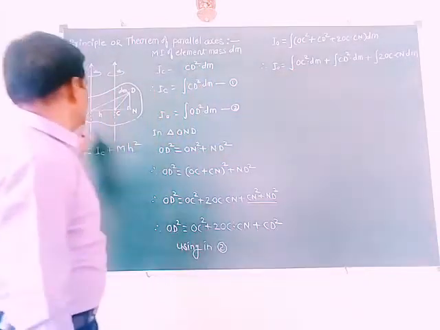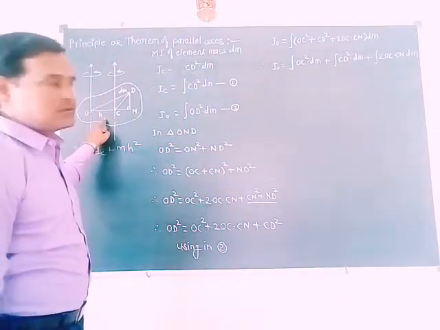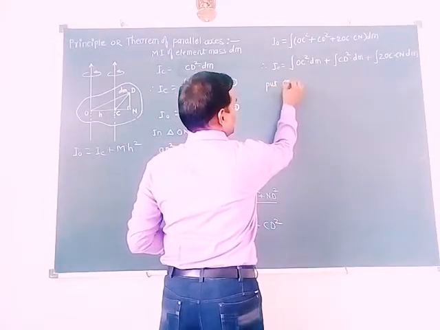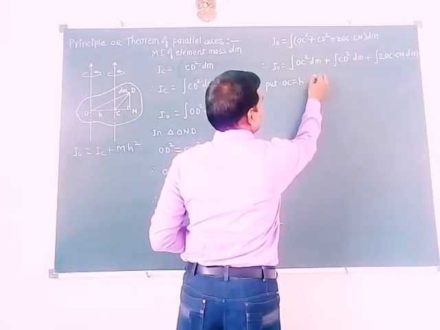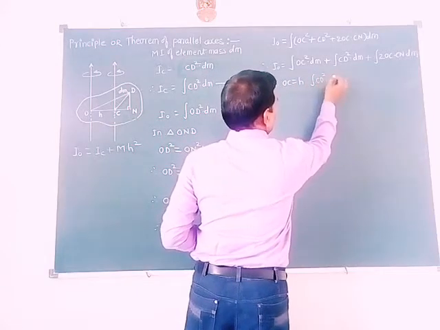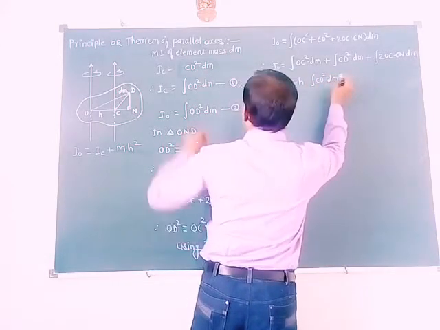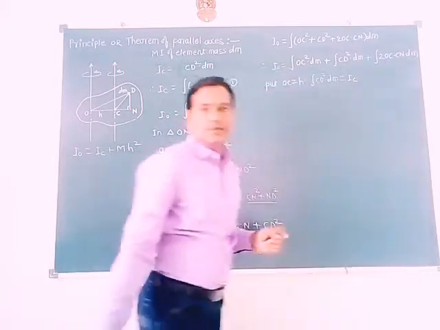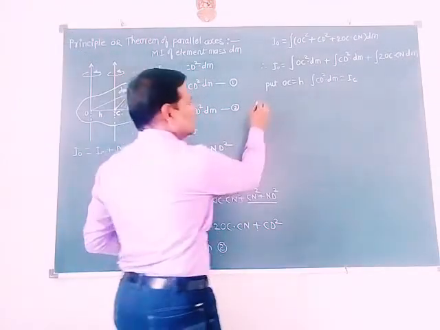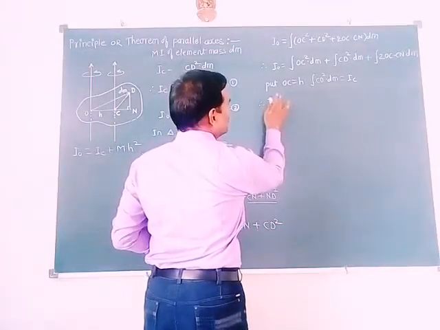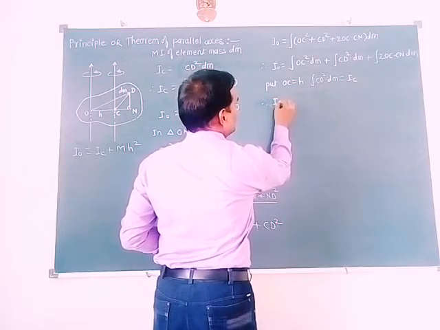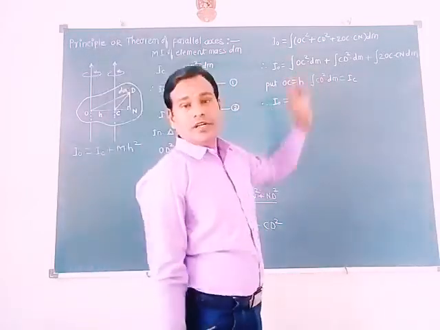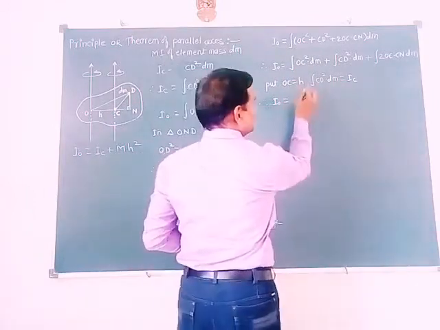OC equal to, what is OC? Put OC equal to H. Integration of CD square into dm equal to IC in this equation. Therefore, we can write IO equal to, here instead of OC square into dm, instead of OC we can write H.